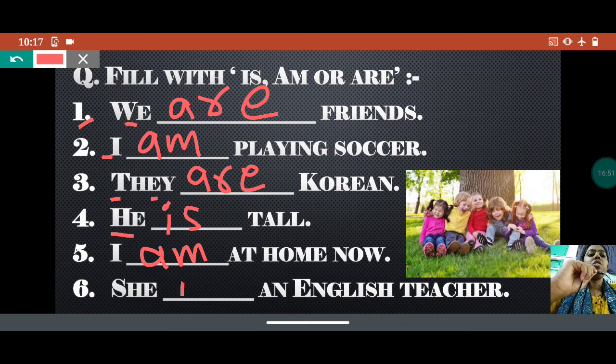Number 6. She is an English teacher. We are talking about a singular female person. So, we will use is.